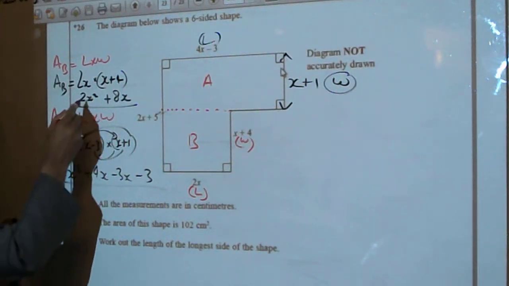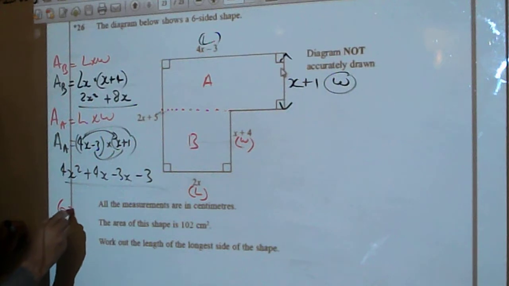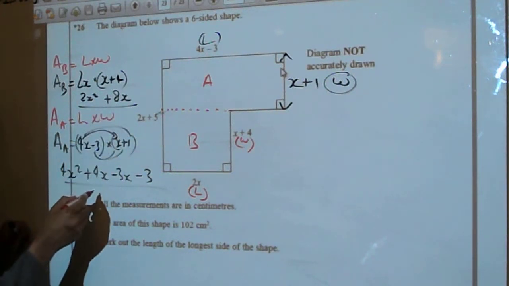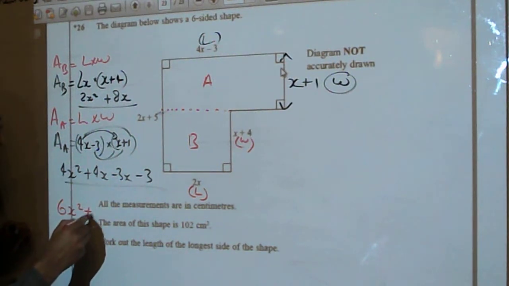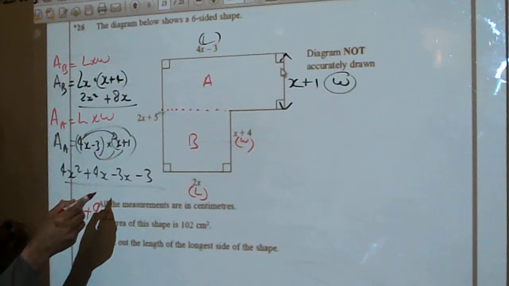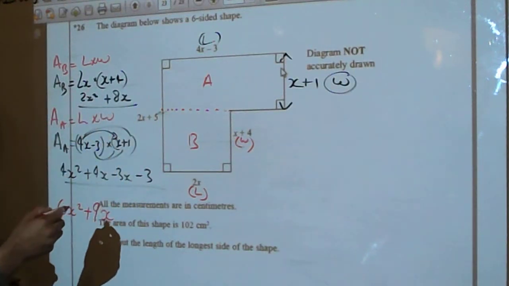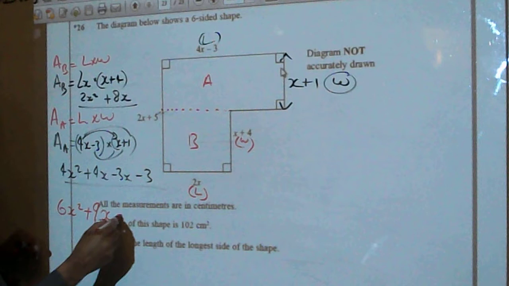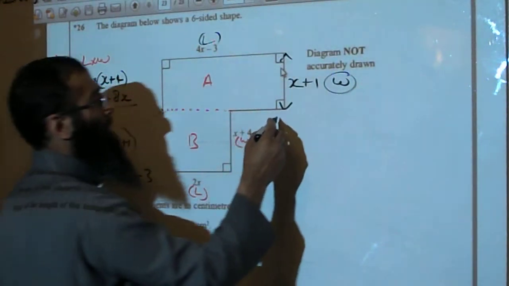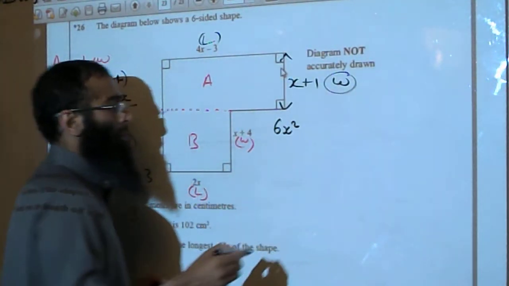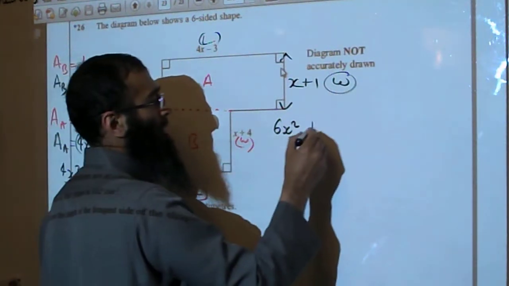So we get, for example, 2x squared plus 4x squared will give you 6x squared. 8x add 4x is 12x. 12x minus 3x will give you 9x. And then we have no other values over here, just minus 3. So we have 6x squared plus 9x minus 3. Now let's see if we can factorize this equation using the factorizing technique. So let's copy this equation up over here: 6x squared plus 9x minus 3.